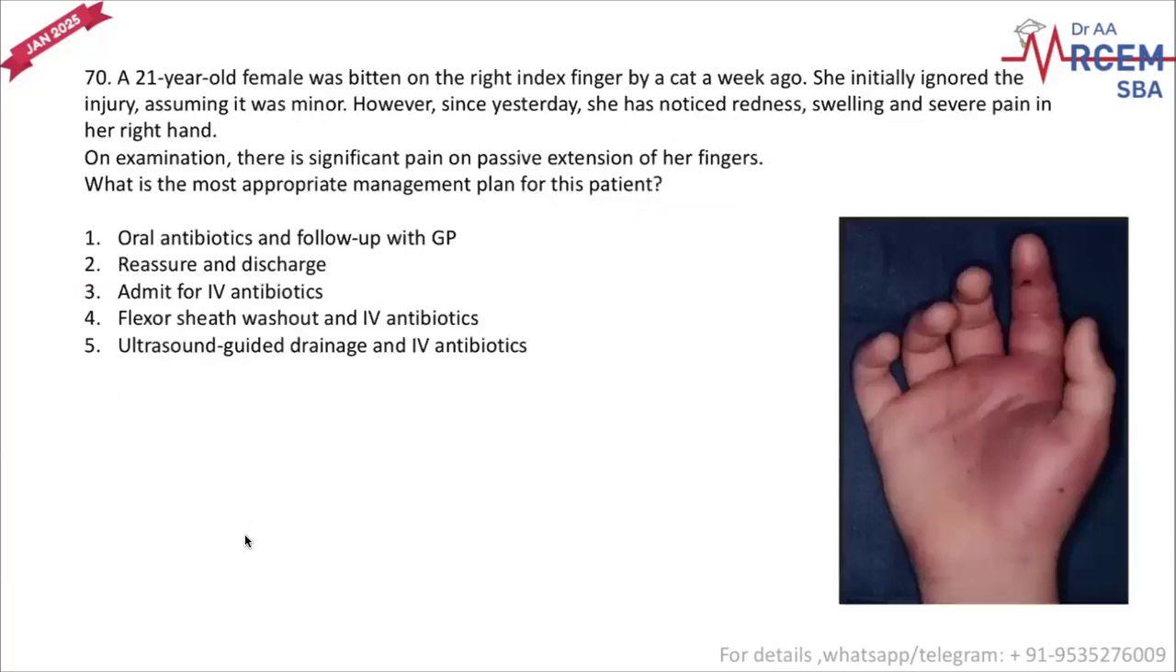What is the most appropriate management plan? They are asking again the same history that they had given, which is pain on passive extension, a similar picture with fusiform swelling, and some injury was there. It is suggestive of a flexor tenosynovitis.